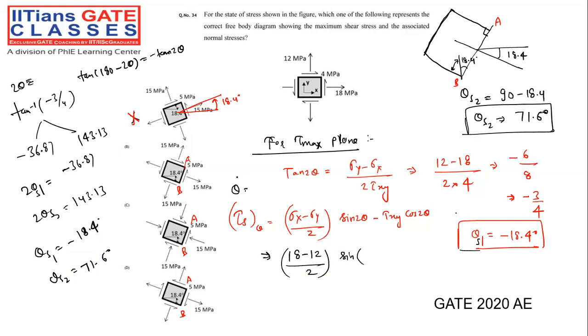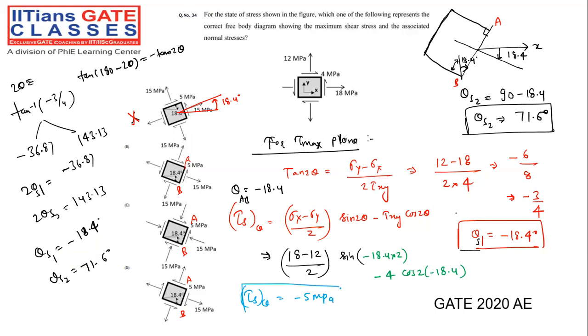What is the value of theta for the plane AB? Minus 18.4. Not plus, minus, right? It is making an angle, clockwise, from the horizontal, right? So sine of minus 18.4 into 2. Tau xy is positive, cos 2 times minus 18.4. So if you just calculate tau theta, you will get the answer as minus 5 megapascal.